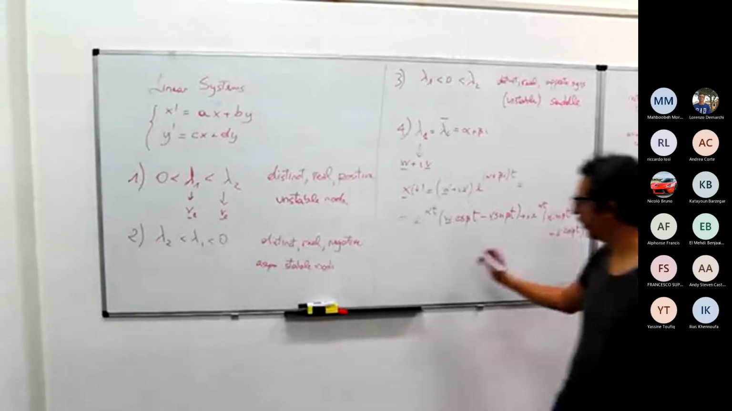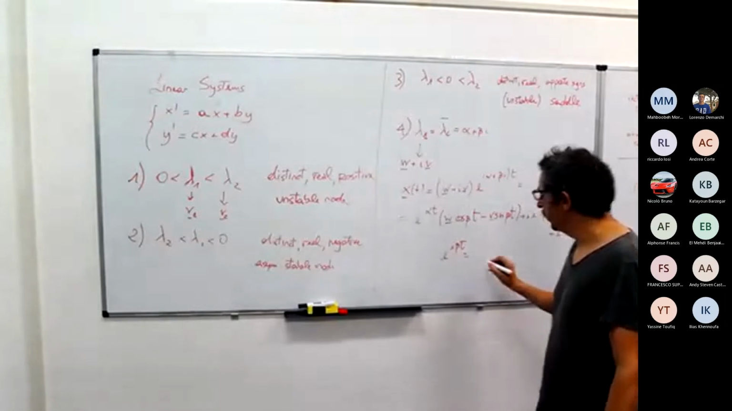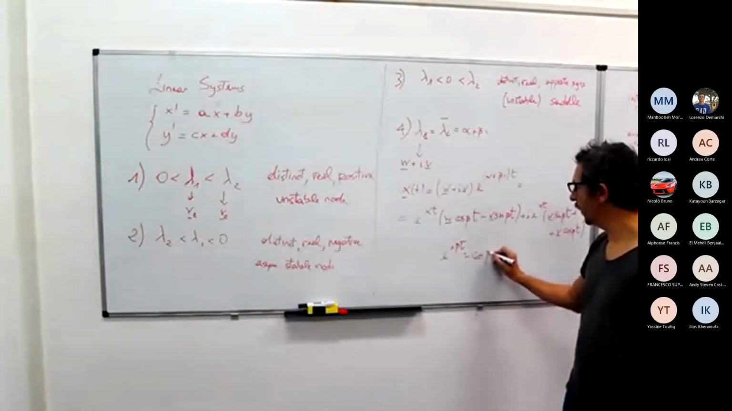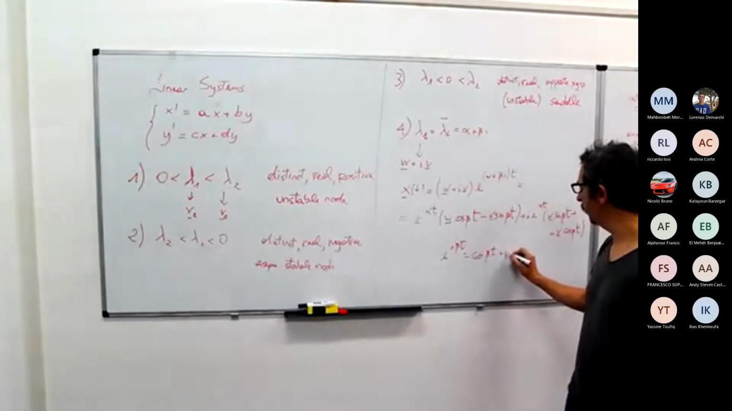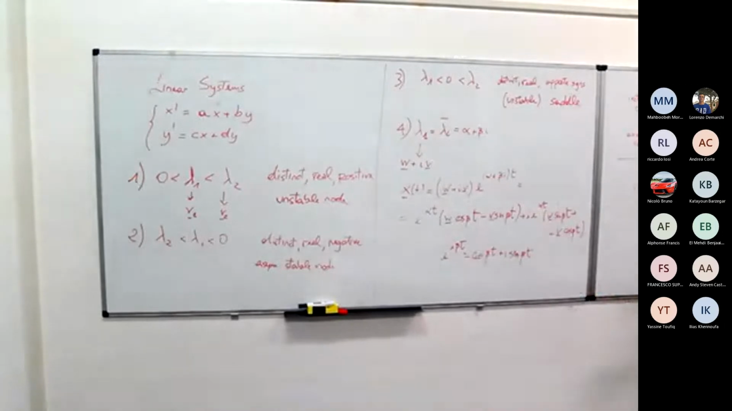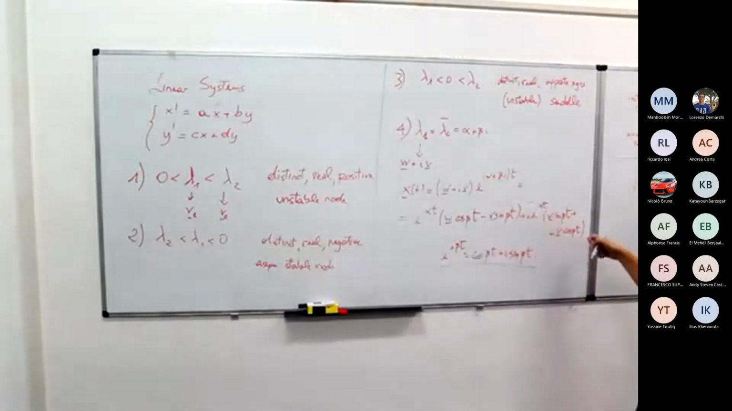Question: do you know that this thing here is equal to cosine beta t plus i sine beta t? Do you remember this, right? So I just use this expression to write the exponential of i beta t in terms of sine and cosine.